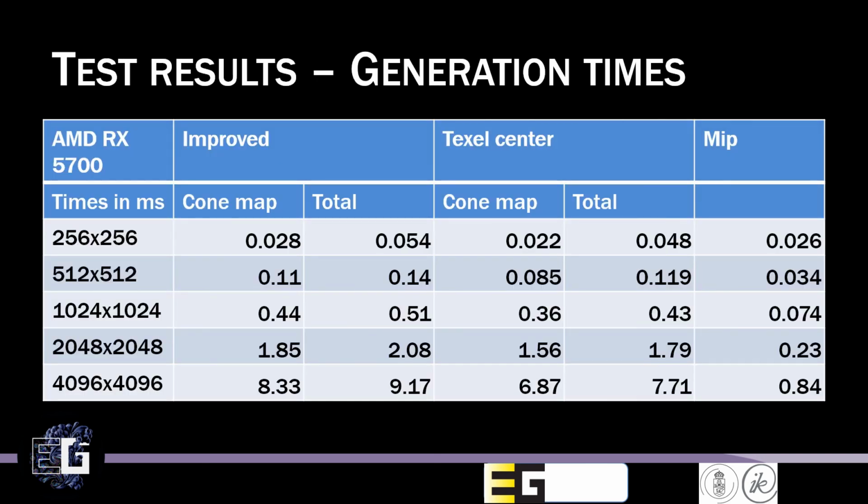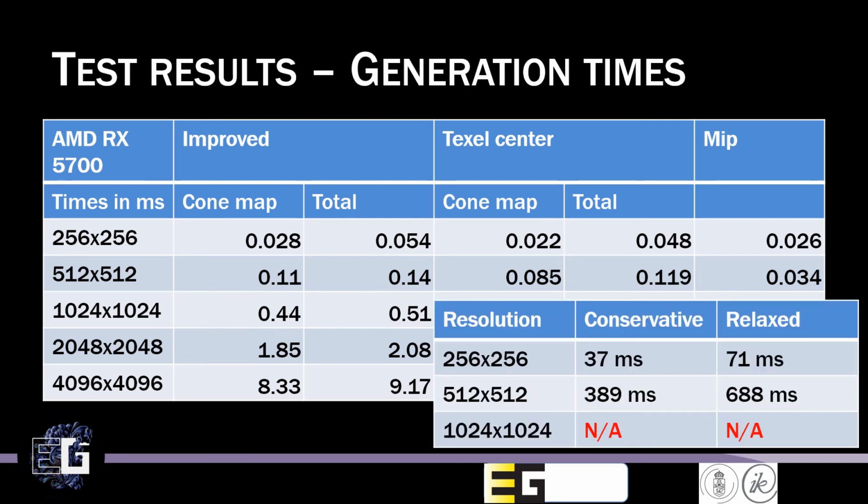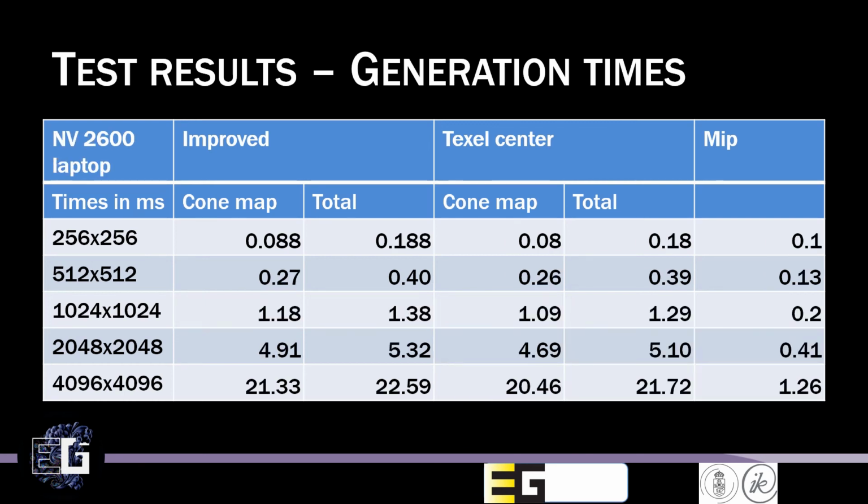The table below shows cone map generation times with our proposed algorithms in milliseconds on an AMD GPU. The total column aggregates both the quick cone map and the unoptimized maximum bitmap generation times. Comparing it with conservative and relaxed cone map generation algorithms, we can see the improvement. Similar trends can be seen on an NVIDIA 2060 laptop GPU.